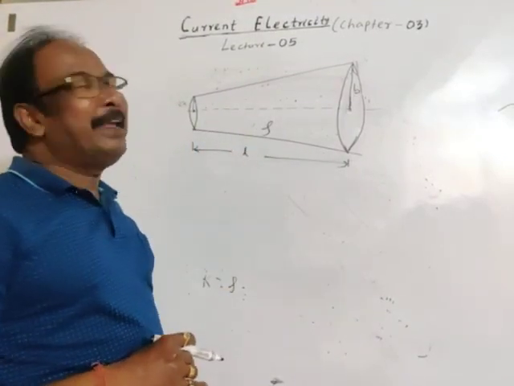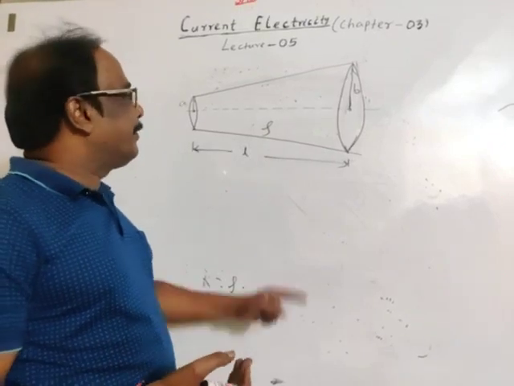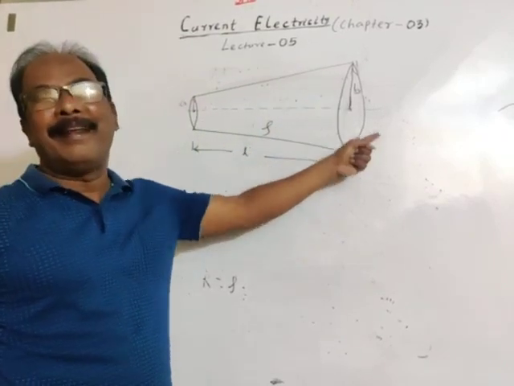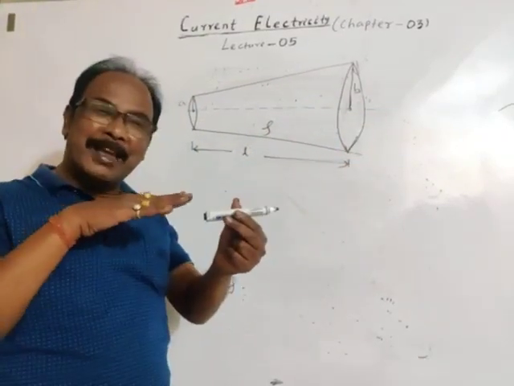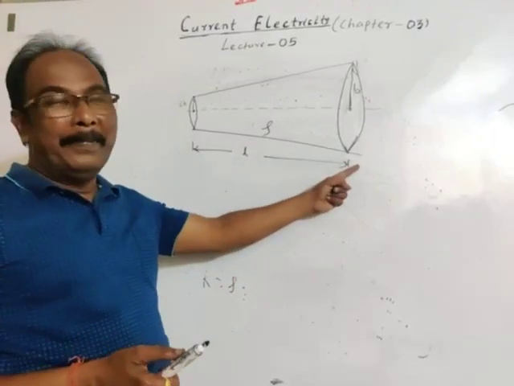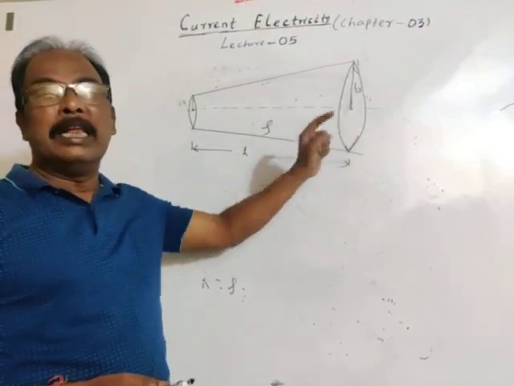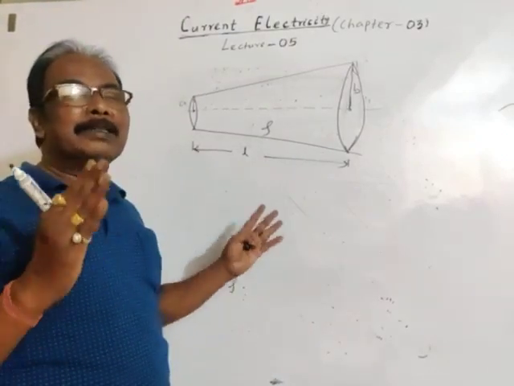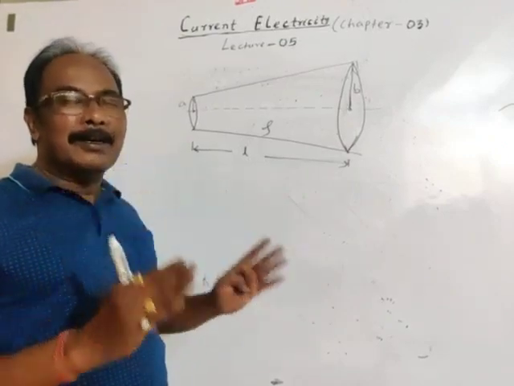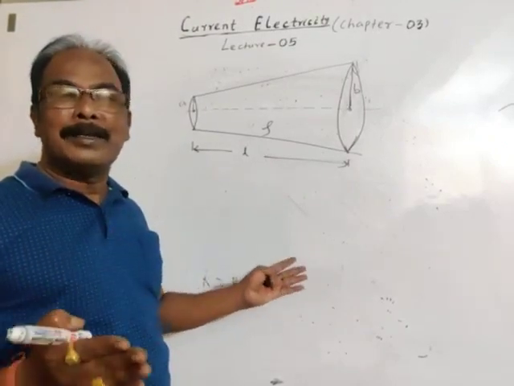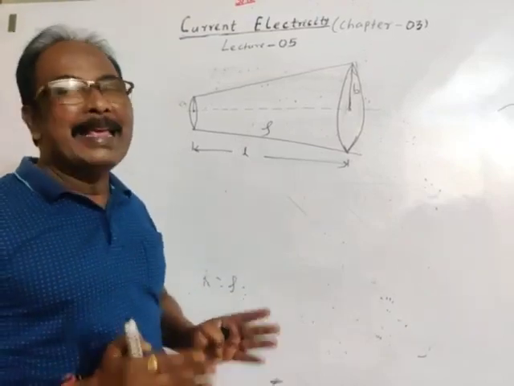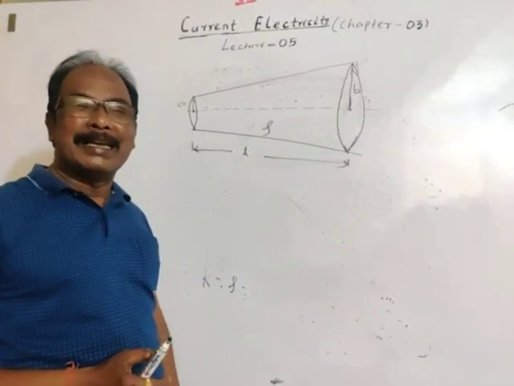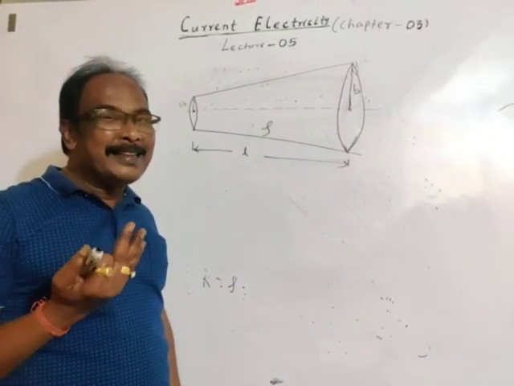Here in this figure, as we see, the area of cross section is smaller here and larger here. Area of cross section varies linearly. So this is a conductor of non-uniform cross-sectional area. Okay, is it clear? Then we have to find the resistance of this conductor. This is a varying cross-sectional area.